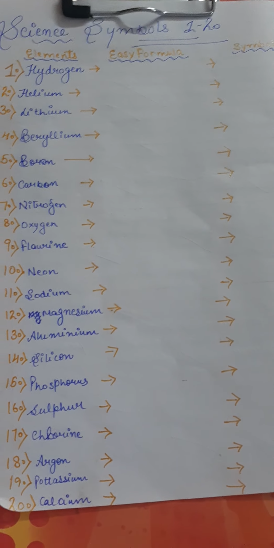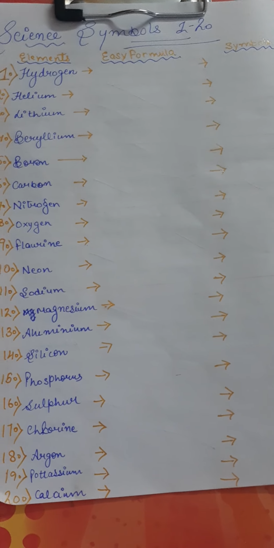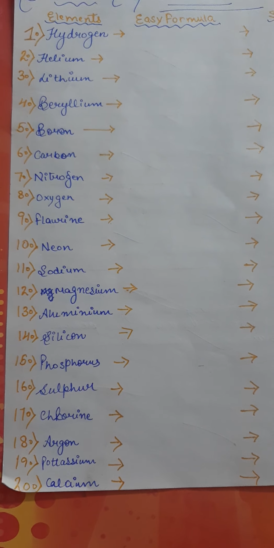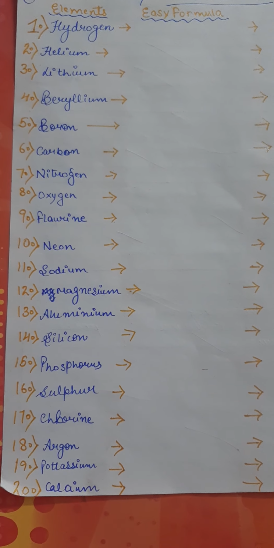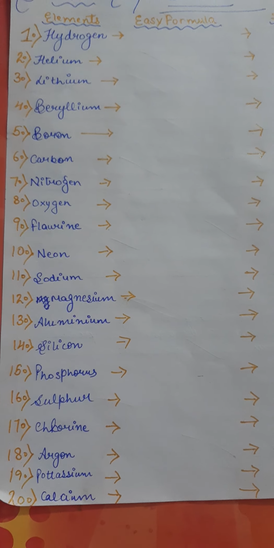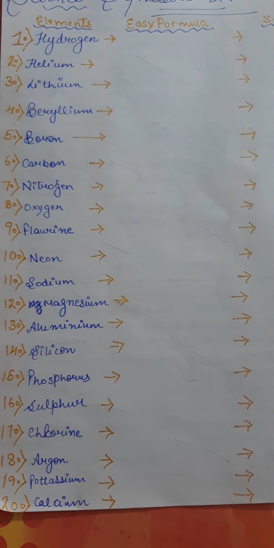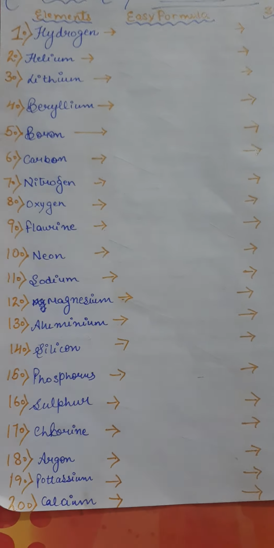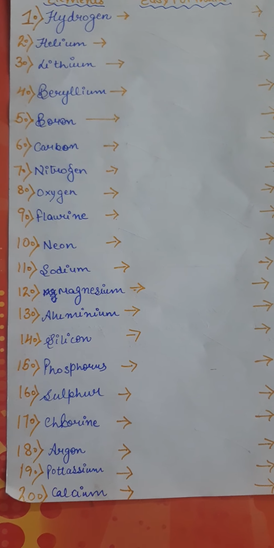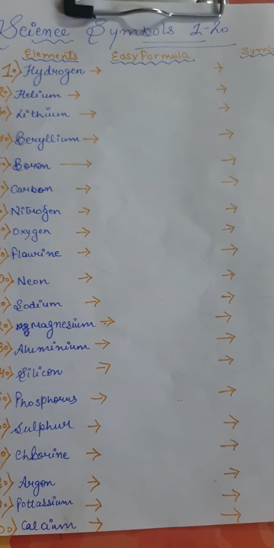Next is, what are symbols? We know that there are only 118 elements and millions of compounds. The elements and compounds react with each other in a numerical way. Writing the full name of every element in their reactions is very inconvenient, so it is more convenient to use symbols. We use symbols to represent elements.